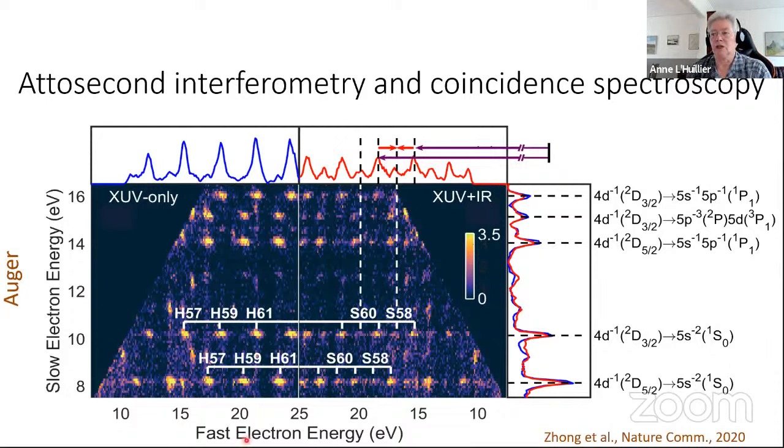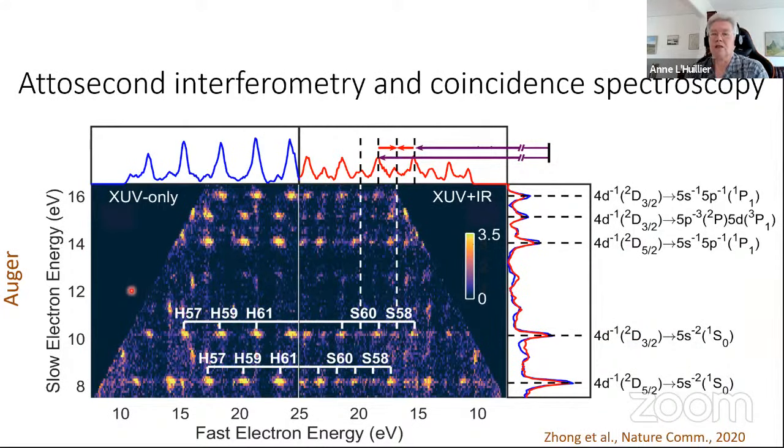If you first look at the picture on the left, this is obtained with XUV only. You see a few islands corresponding to pairs of Auger electrons and photoelectrons due to absorption of, for example, here, harmonic 57 or 59 or 61. And the horizontal lines correspond to a certain Auger line. So this is, for example, the electrons due to absorption of harmonic 57 and with the Auger electron corresponding to this line here.